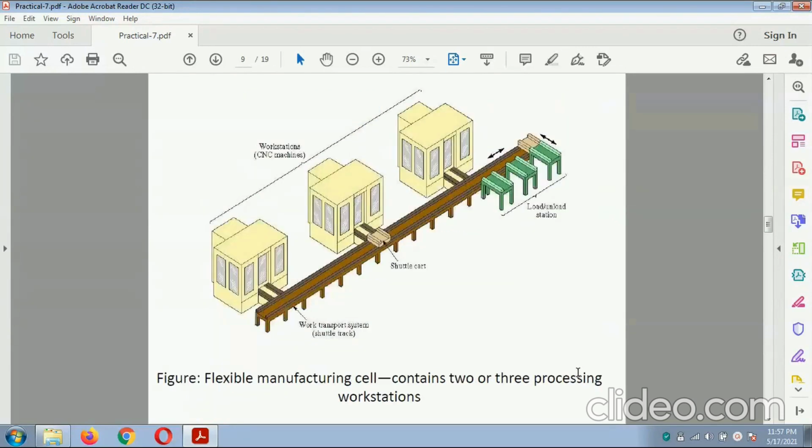So this is the diagram related to the flexible manufacturing cell, and it can be explained with respect to the two or three processing stations. At the workstation, two or three materials can be processed, and the CNC can be operated. It can be loaded, and the actions can be taken with respect to this palletized machine.